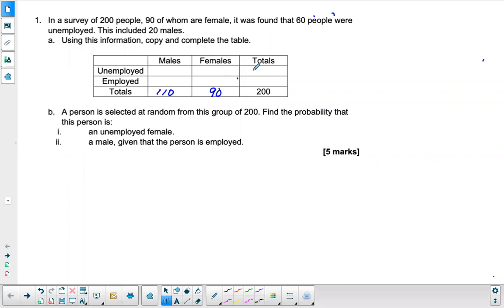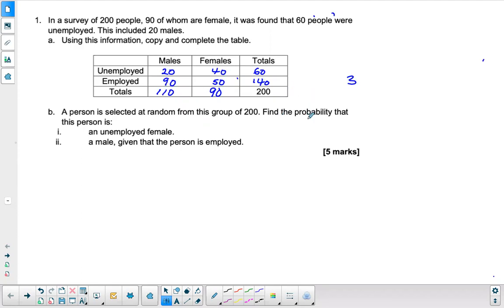60 people were unemployed, including 20 males. So 60 were unemployed, 20 of whom were male, which means that must be 40. This must be 50, so that the females sum to 90, and that must also be 90. So the males sum to 110, and that must be 40, and you can do a double check that 60 and 140 sum to 200. Right. That's worth 3 marks. Basically, you lose 1 for each error in the table.